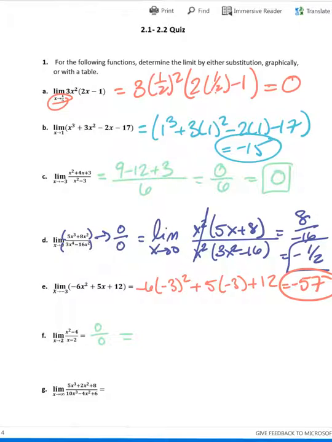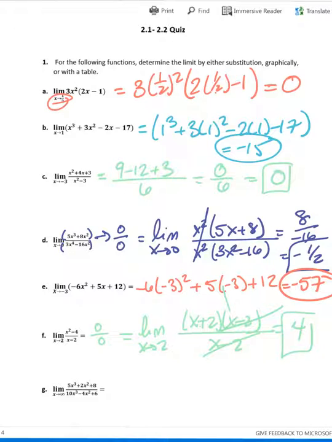X squared minus 4, if I undo FOIL, I keep the limit as x approaches 2. If I undo FOIL, that becomes x plus 2 times x minus 2. The denominator is still x minus 2, but look at that. I've got x minus 2 in both the numerator and denominator. That cancels out, so then plug in 2. 2 plus 2 is 4. All right, G.